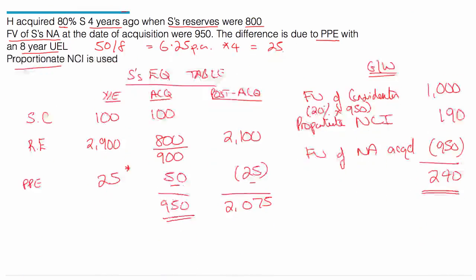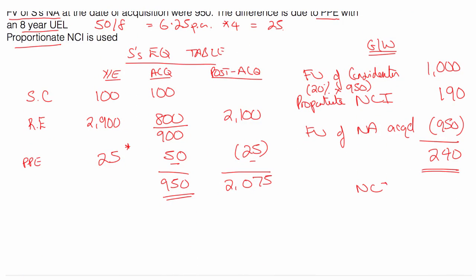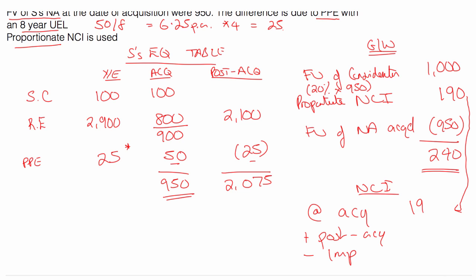My next working is NCI. Remember, I'm going through this quickly. You can stop the video, go back. We're just going to do loads of questions till you find this easy. At acquisition plus post-acquisition minus any impairment, which there isn't any. At acquisition is always really easy. You just take the figure straight from goodwill. The NCI figure from goodwill, 190. Then post-acquisition.